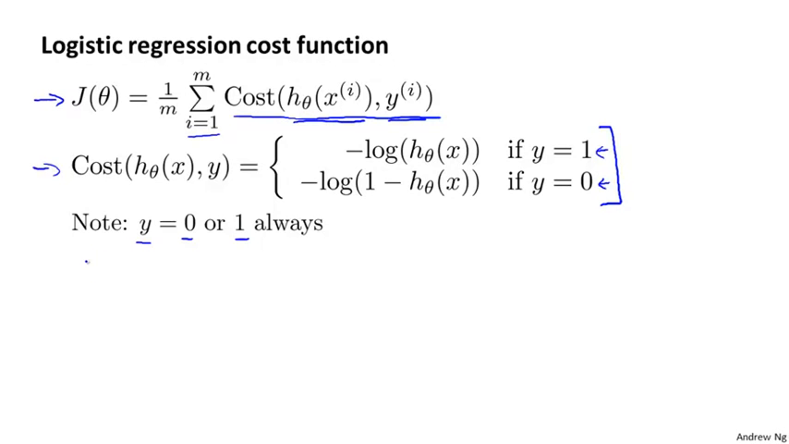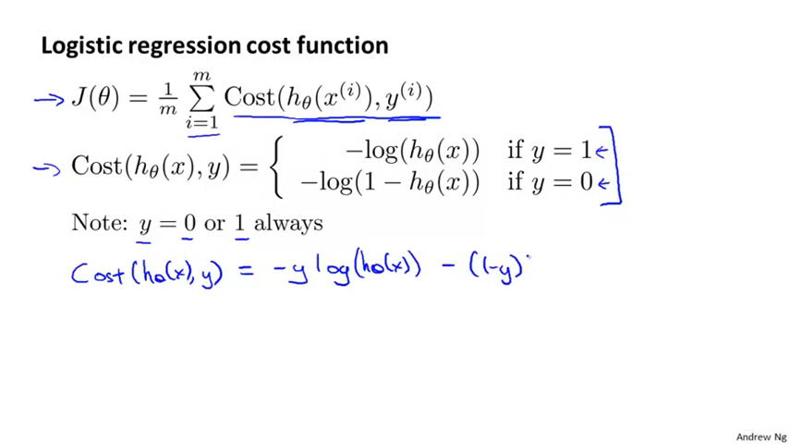Concretely, we can write out the cost function as follows. We'll say that the cost of h of x comma y, I'm going to write as minus y times log h of x, minus (1 minus y) times log(1 minus h of x). And I'll show you in a second that this equation is an equivalent, more compact way of writing out this definition of the cost function that we had up here. Let's see why that's the case.